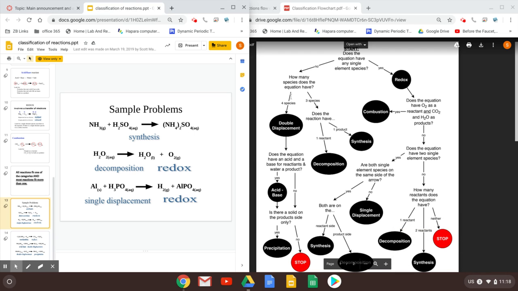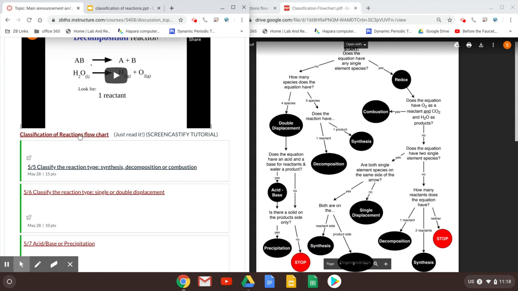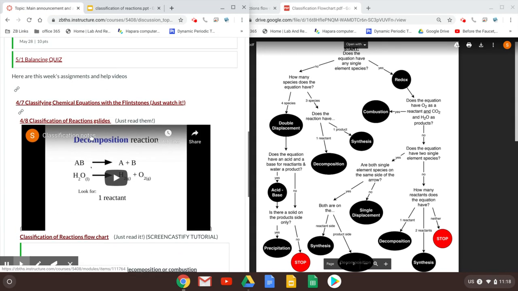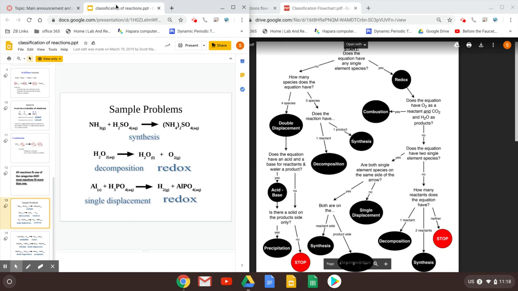Okay, so I'm going to go through the classification of reactions flowchart and the Google Slides example problems. The very first one would be a synthesis reaction because you have two smaller things combining to create something that is all combined together and bigger.